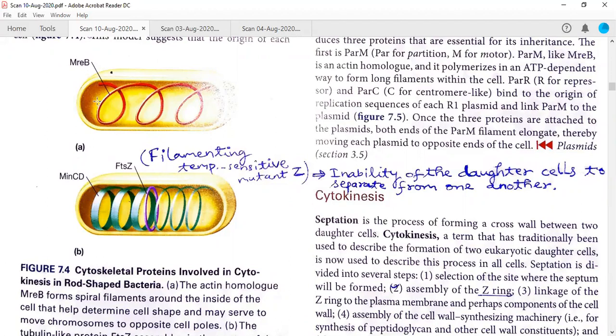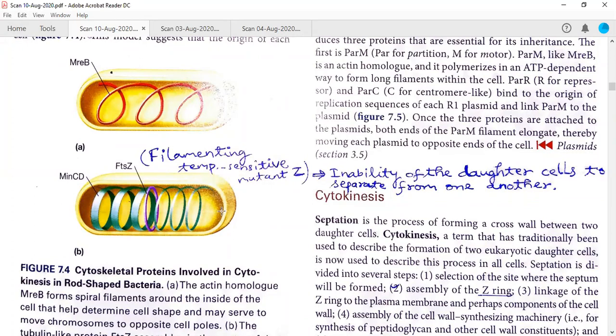MreB is supporting, or giving some kind of shape to the bacterial cell, because it polymerizes according to the length of the bacterial cell. But MinCD is polymerizing to stop the polymerization of FtsZ towards the poles. So you can see here they are maintaining FtsZ in the center, so that a ring-like structure will form.